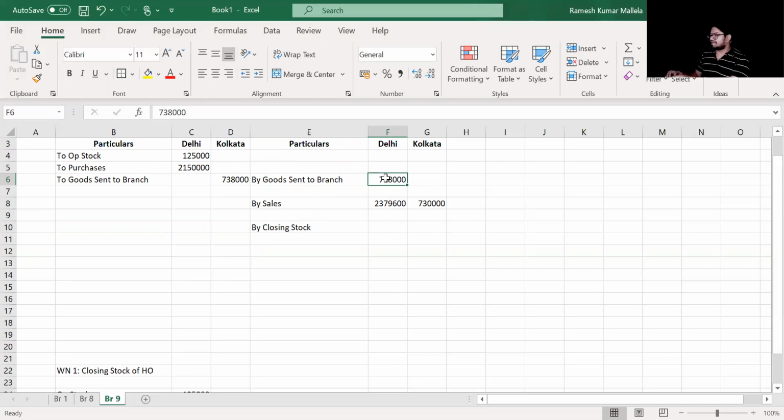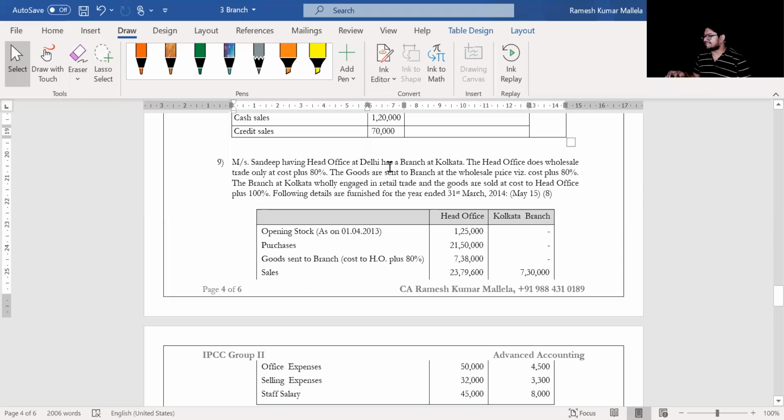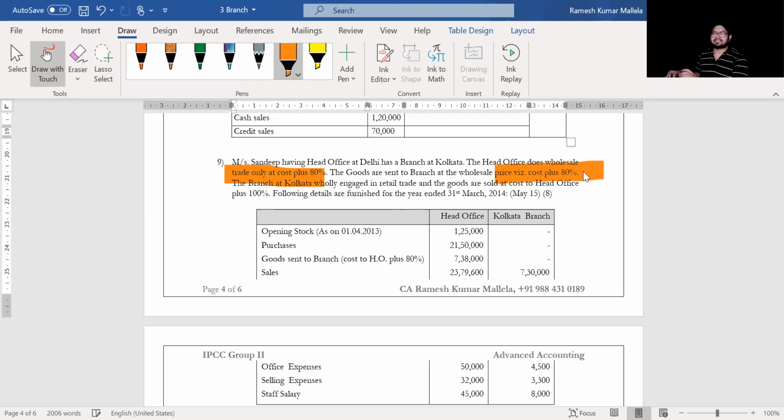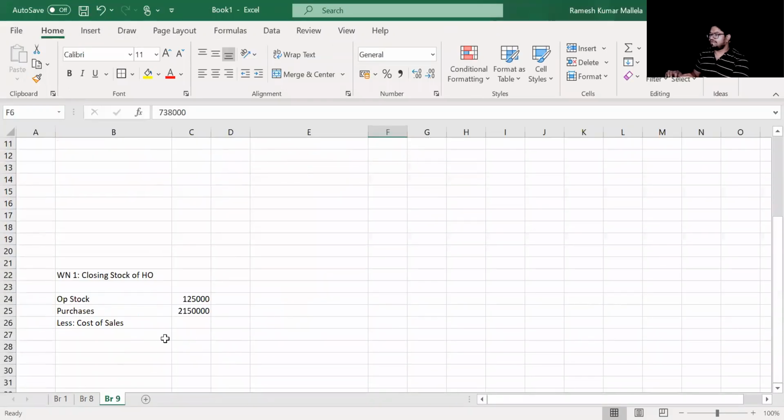But be it sales or transfers to Kolkata branch, he says the head office does wholesale trade only at cost plus 80%. And also he says goods are sent to branch at wholesale price, that is cost plus 80%. That means even if it is a sale or even if it is transferred to branch, I will do it at 100 plus 80. Okay. So 180 rupees is the price at which I send if 100 rupees is my cost. Okay. So now we are supposed to see how much is the value of cost of sales.